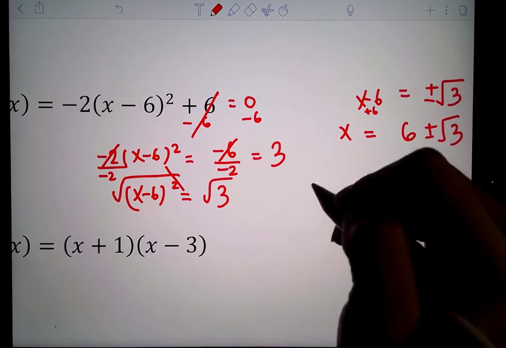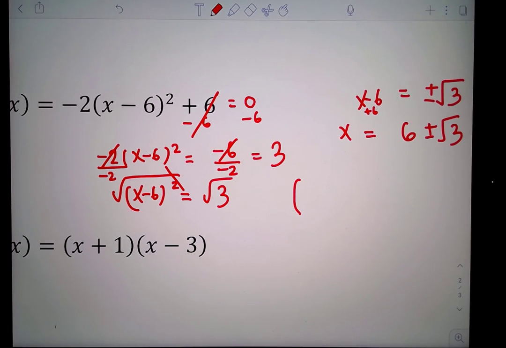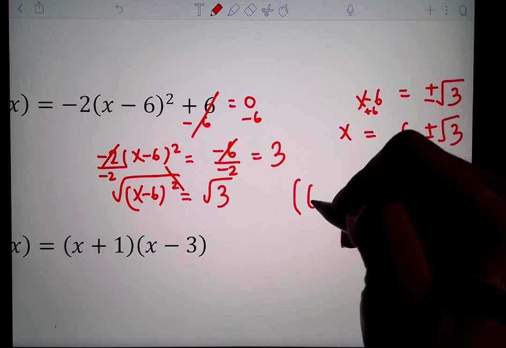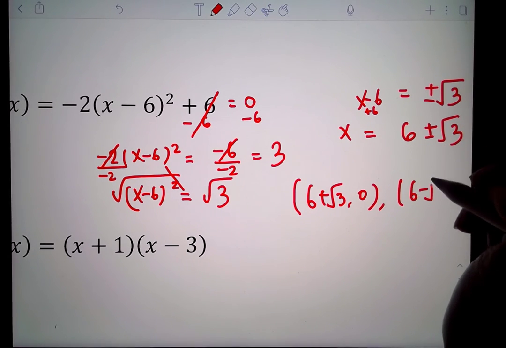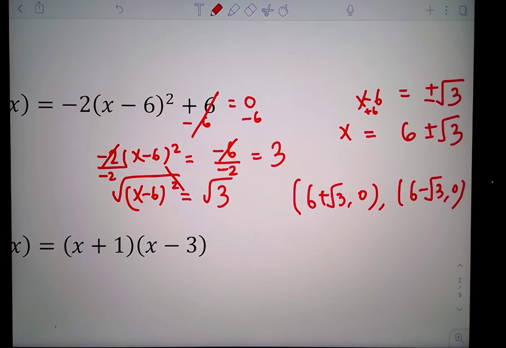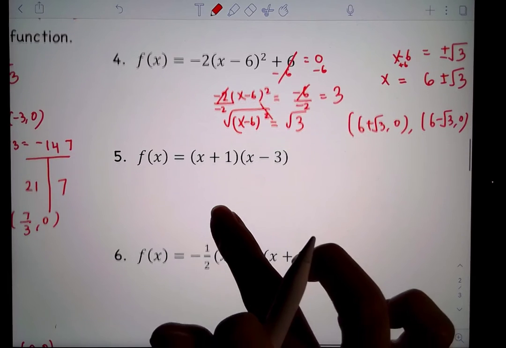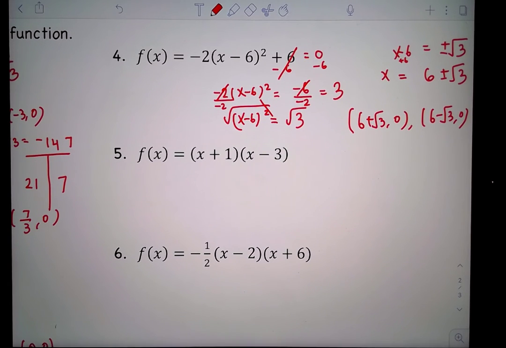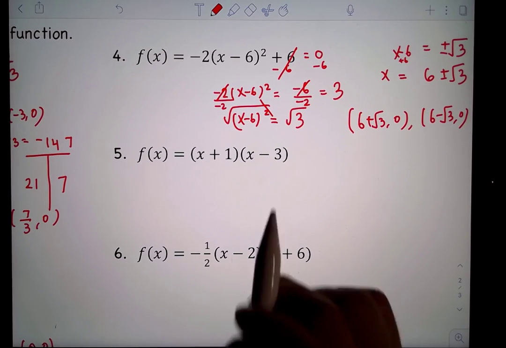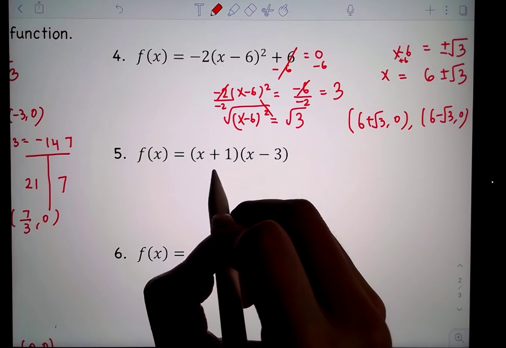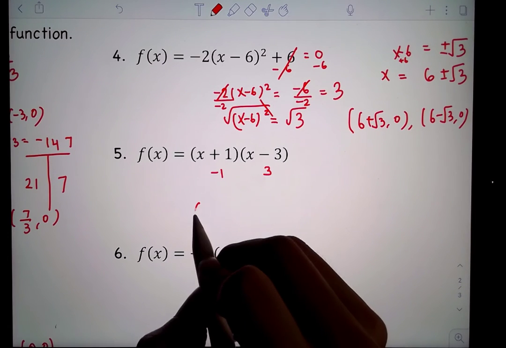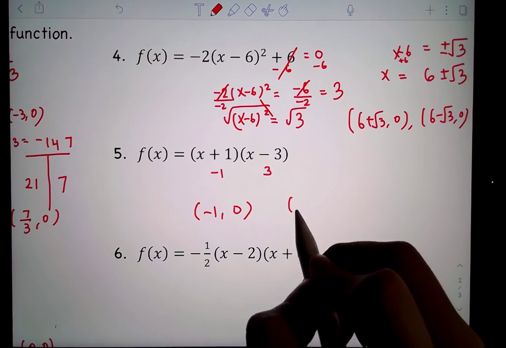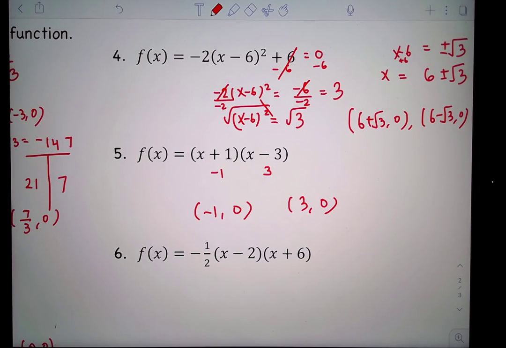Or if you want to write it as coordinate pairs, then you can do (6 plus radical 3, 0) and (6 minus radical 3, 0). This is fine. Alright? And 5 and 6, that's already factored form. So we can just get the answers, right? So from here, my zeros will be negative 1 and 3. You need to take the opposite sign, right? So (negative 1, 0) and (3, 0), like this.